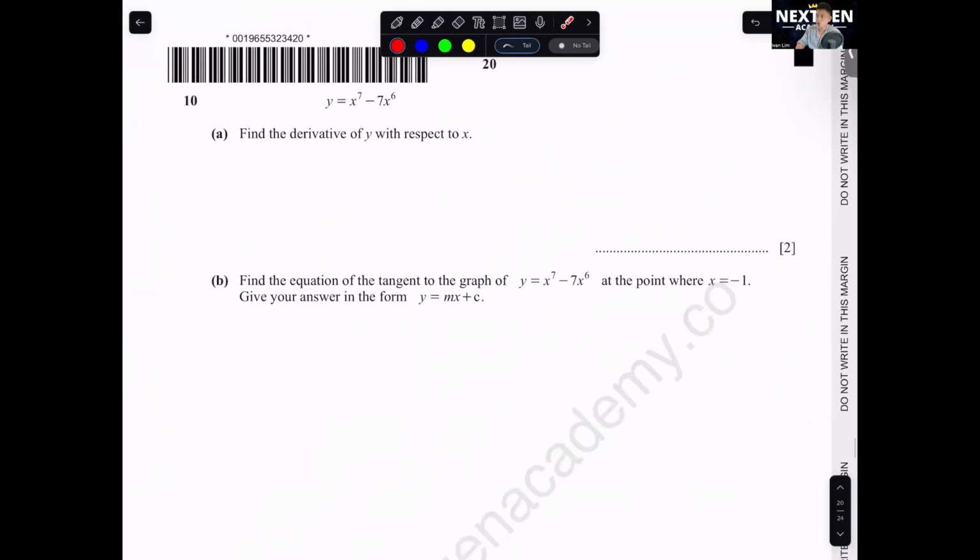Okay, this is a differentiation question. Find the derivative of y with respect to x. Last week, I hope that you all became masters already of differentiation. Multiply the power in front and reduce the power by 1, so here it will be 6x^5, and 7x^6 minus 42x^5.